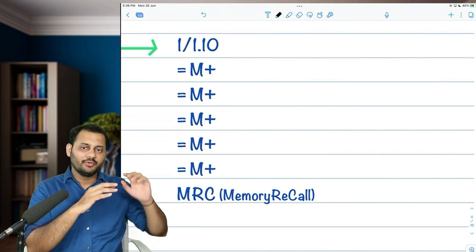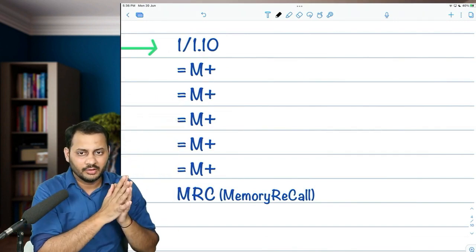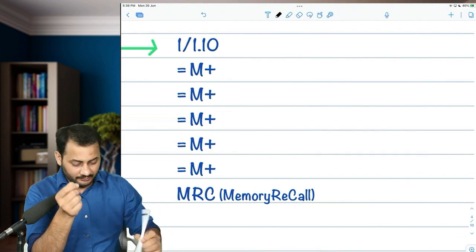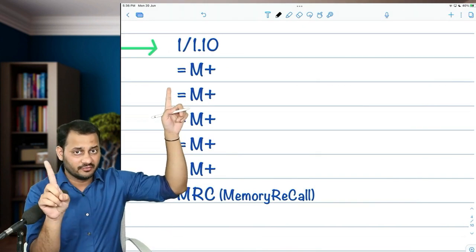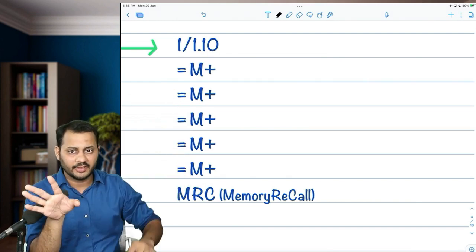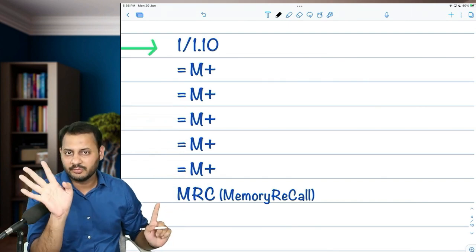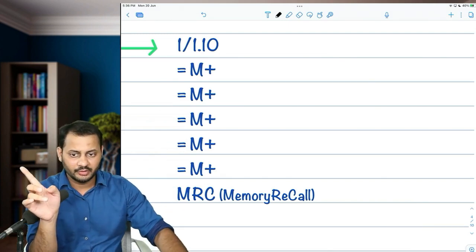So what you have to do is just press 1 divided by 1.1 on the calculator, which is the rate of interest, and then press equals to get the first year factor, add it to the memory, press M plus, then equals for the second year factor, add it to the memory. Keep on doing it 5 times and then press memory recall. I'm going to show it to you now. Have a look.